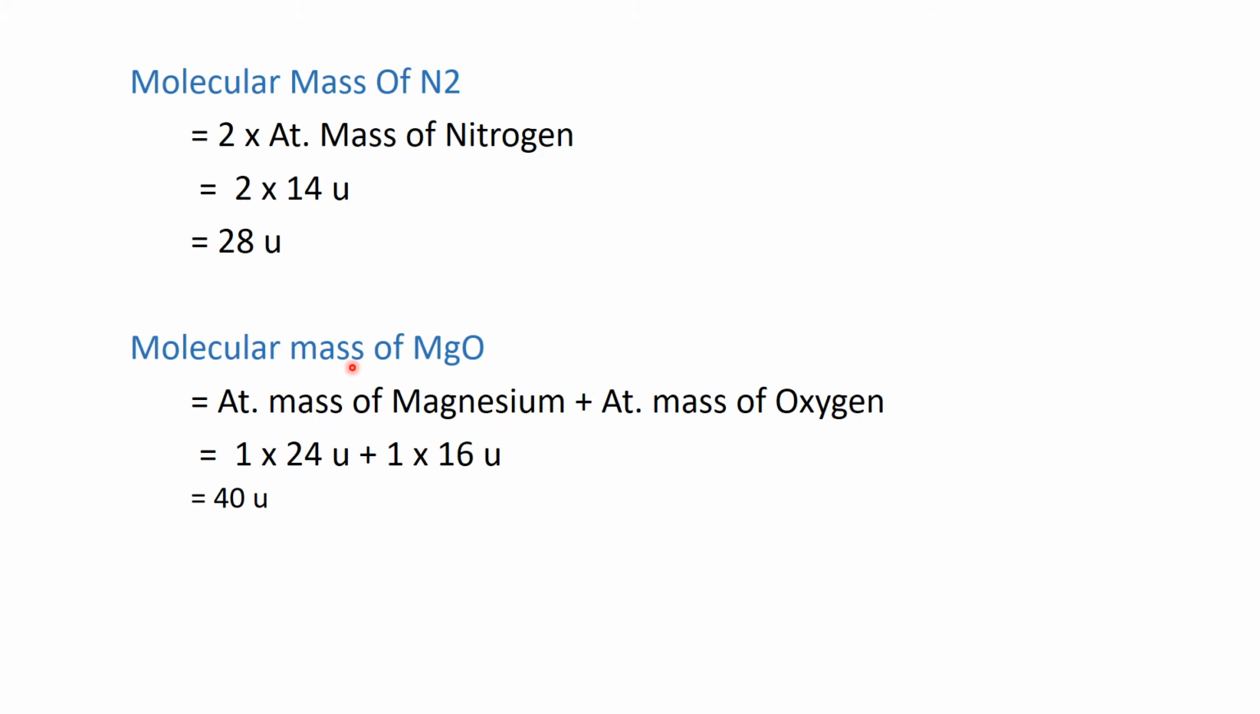Now, molecular mass of magnesium oxide. You will write the atomic mass of magnesium, and you will add to it the atomic mass of oxygen. Magnesium oxide has 1 atom of magnesium and 1 atom of oxygen. Both are single, so you will multiply each only by 1. 1 multiplied by 24 u plus 1 multiplied by 16 u, that is the atomic mass of oxygen. And when you add it, it becomes 40 u.